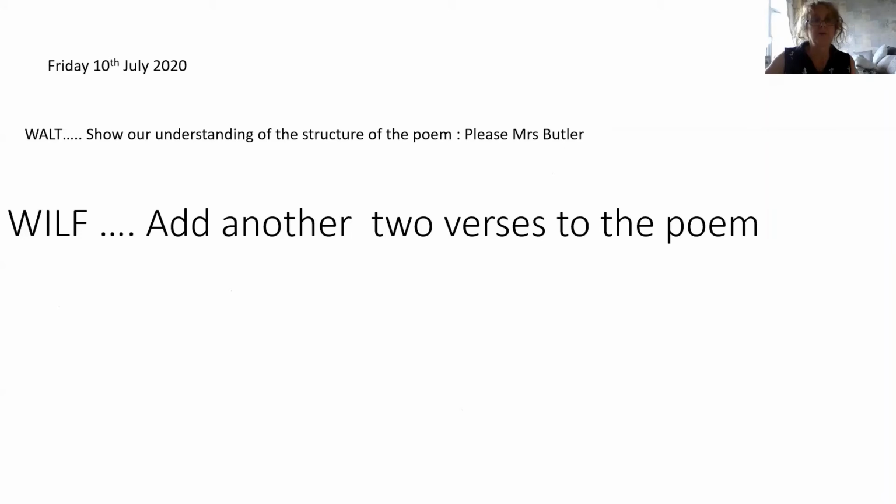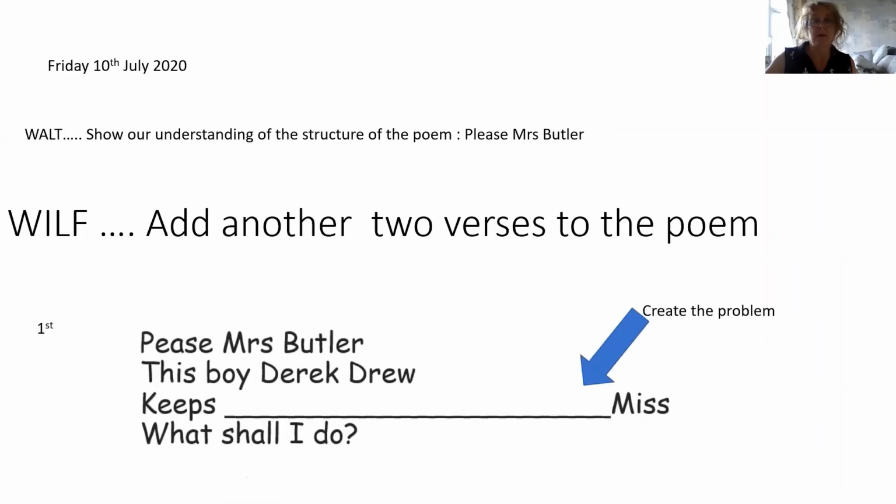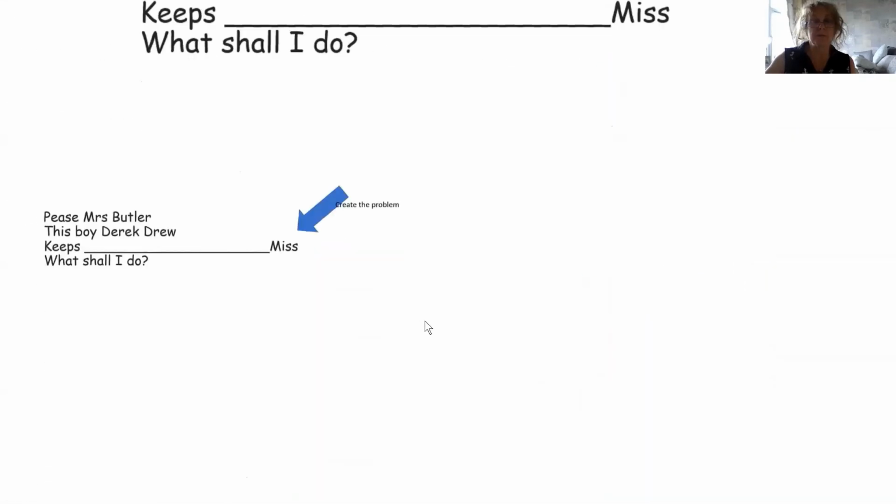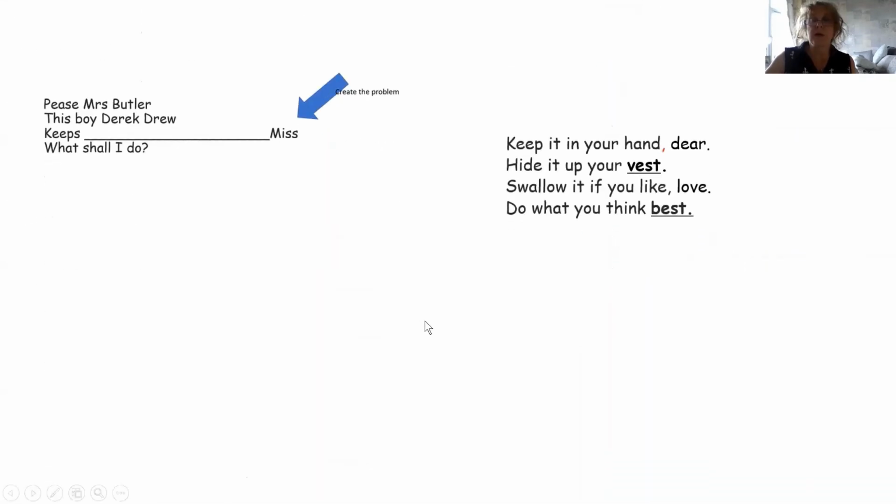So Friday we go over the learning objective to show your understanding of the structure of the poem. Please, Mrs. Butler, you're going to add another 2 verses. Now if you look, you're going to create the problem, and you've got a copy of this, and that should be okay for you. You're going to create the problem. And once you've done that, just have a look at this text to remind us what it is we need to think about. The 2 lines that rhyme, which is the line 2 and 4, and she always finishes with dear, doesn't she? Something something dear.